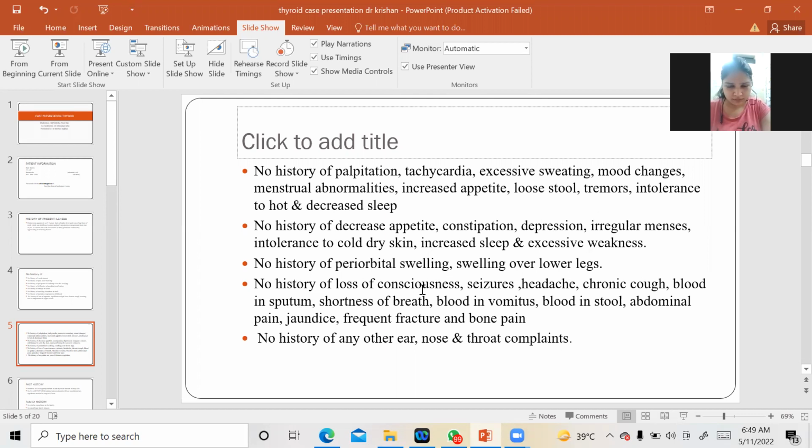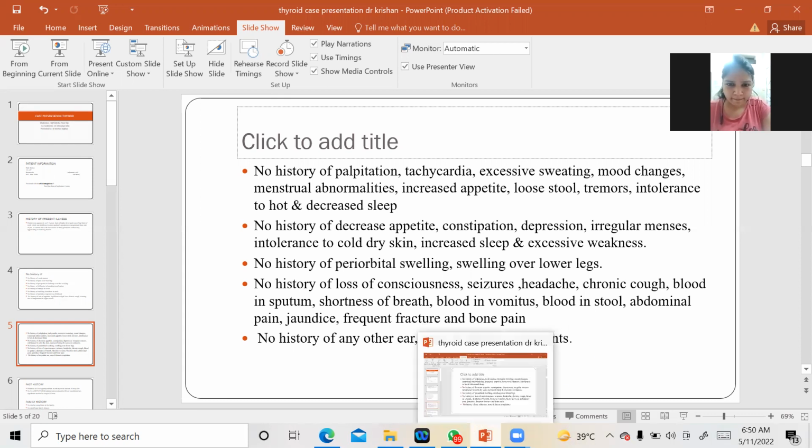No history of loss of consciousness, seizures, headache, chronic cough. Basically, hyper and hypo. And in this we have ruled out malignancies. No history of loss of consciousness, seizures, headache, chronic cough, blood in the sputum, shortness of breath, blood in vomitus, blood in the stool, abdominal pain, jaundice, frequent fracture, and bone pain. Generally in all cases we rule out malignancies, and even in ear cases we rule out malignancies. This is very important. No history of any other ear, nose, and throat problems.